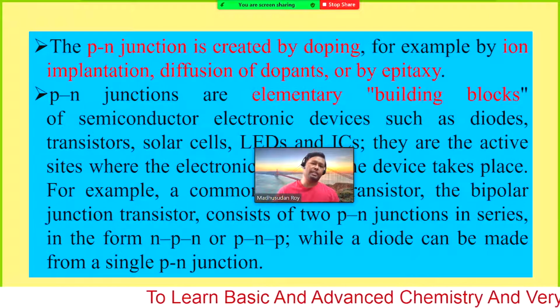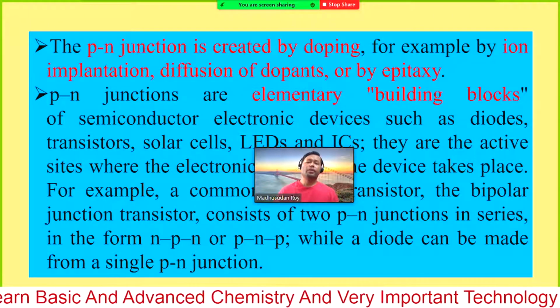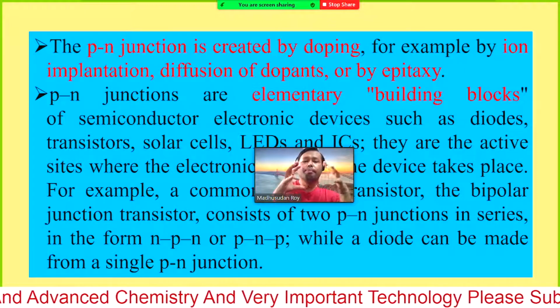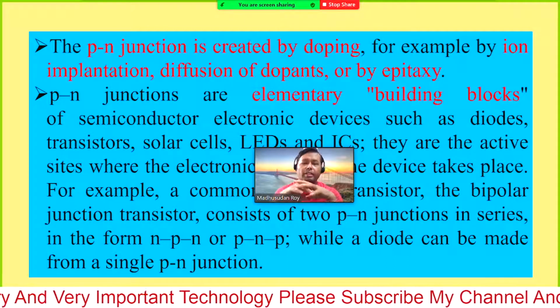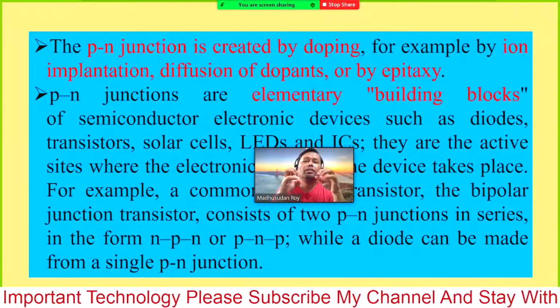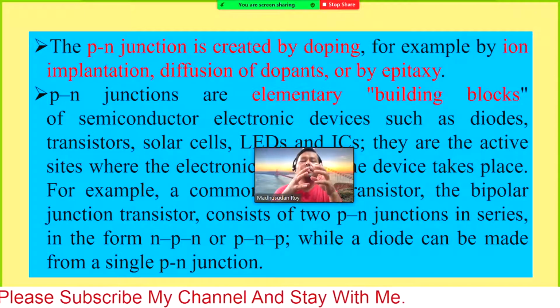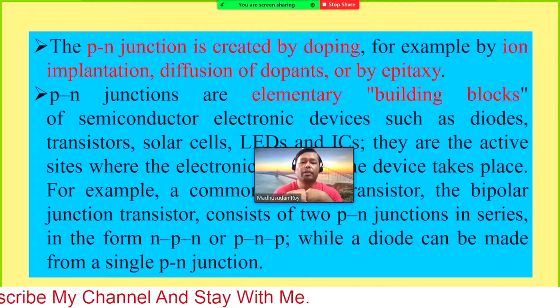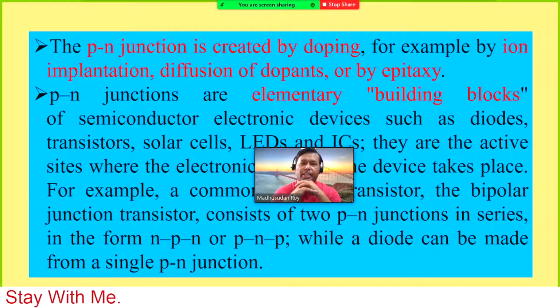Diffusion of dopants. What are dopants? Diffusion means that if you melt the dopant, then you can diffuse it, you can combine the dopant into the pure silicon or pure semiconductor. That way you can prepare the p-n junction.